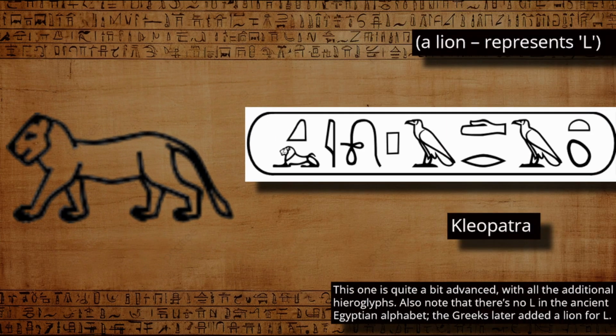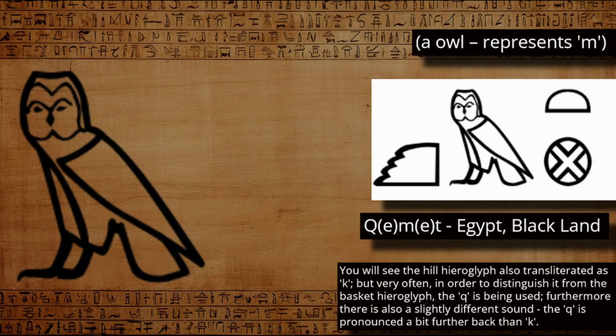So, now it's time for something unique. The L sound is absent in ancient Egyptian and only later adopted by Greek scholars. You will find it in names like the great queen Cleopatra. The rope hieroglyph used here is a special case, which we will revisit soon. But first, let us admire this owl again. This is one of my favorites.